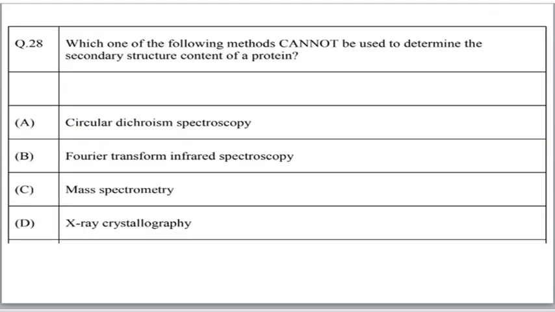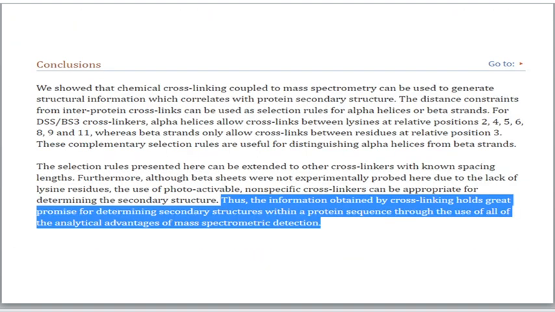Okay, so for this question, option D is correct. X-ray crystallography is a technique which we can't use to determine the secondary structure of protein, whereas mass spectroscopy can be employed for determining the secondary structure of protein. So you can challenge this particular question.